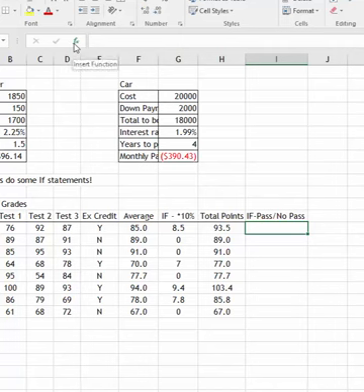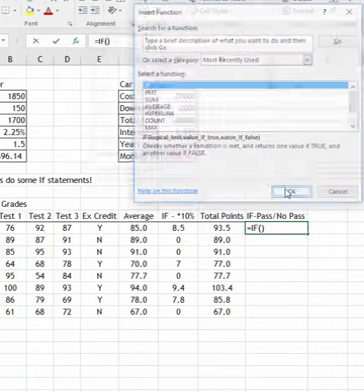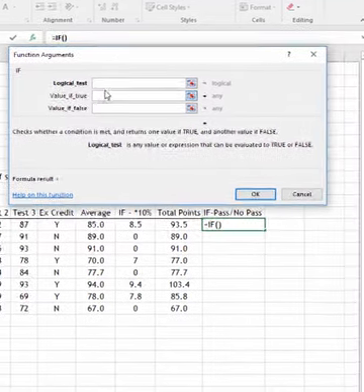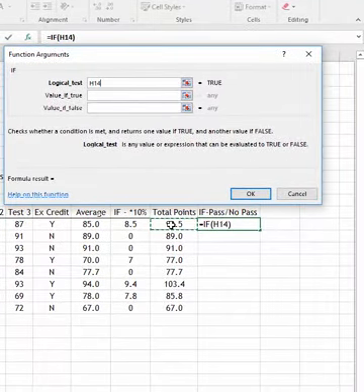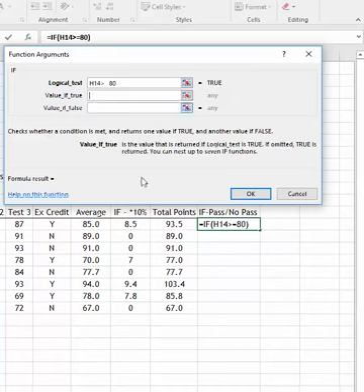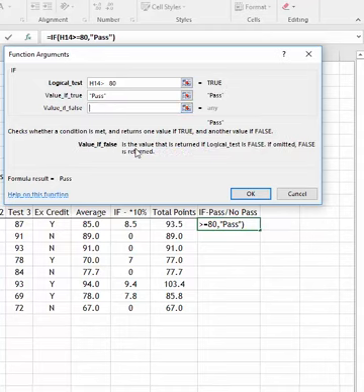So let's open our function box, because I like writing the if function in the function box. And our logical test is if this is greater than or equal to 80, then what happens? Quote, pass. So this is true, this person passes, so I already have my answer. If it's not true, quote, no pass. What do we want to write? No pass or fail, or retake class, something like that. But you have to put it within quotes because it's text, not numbers.